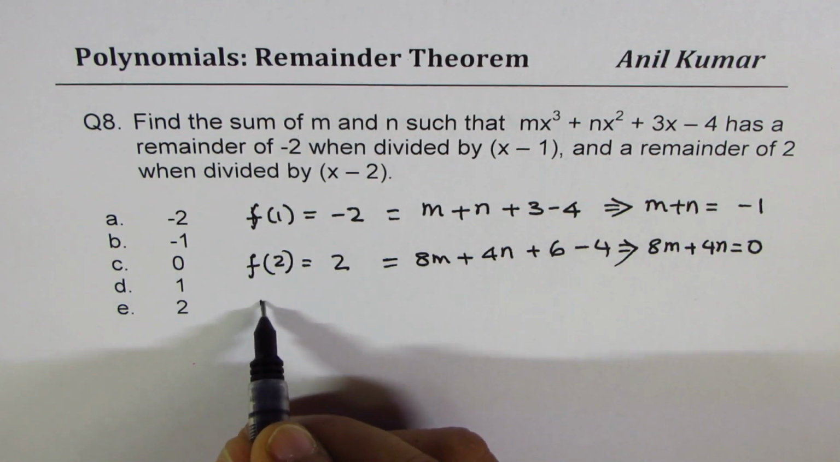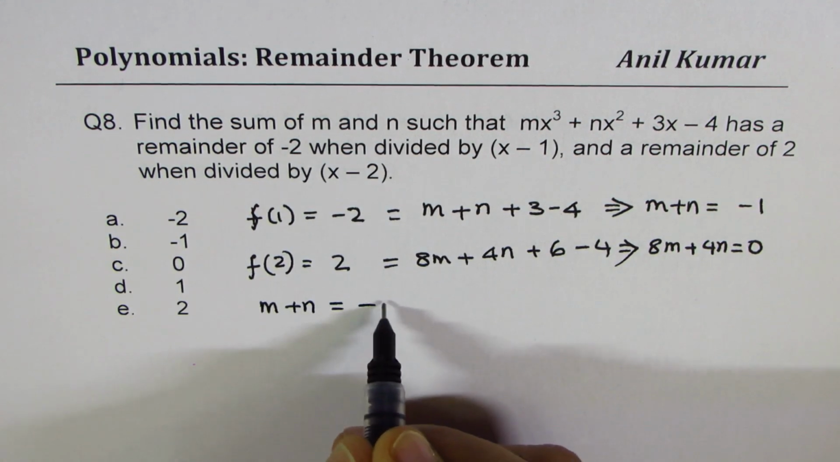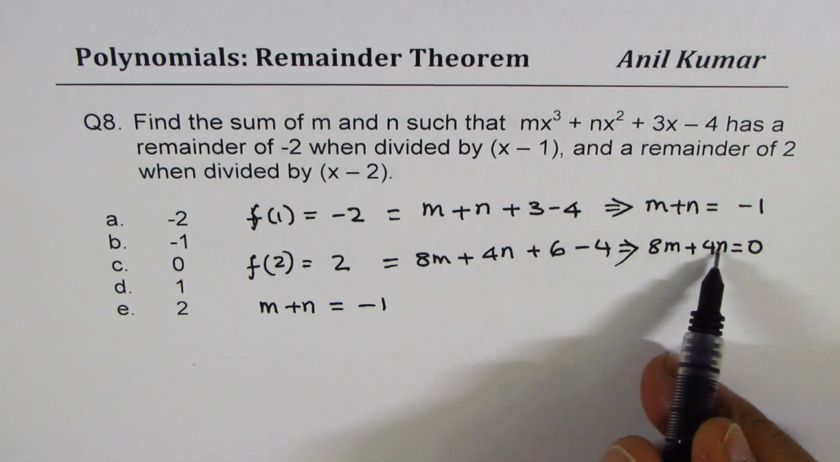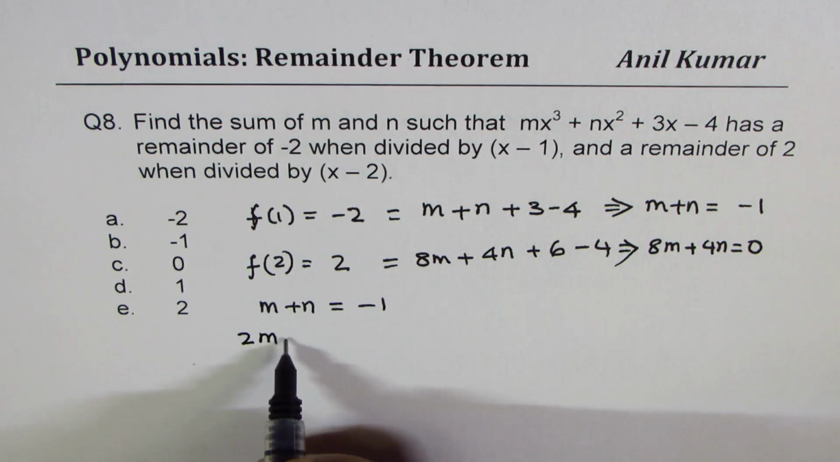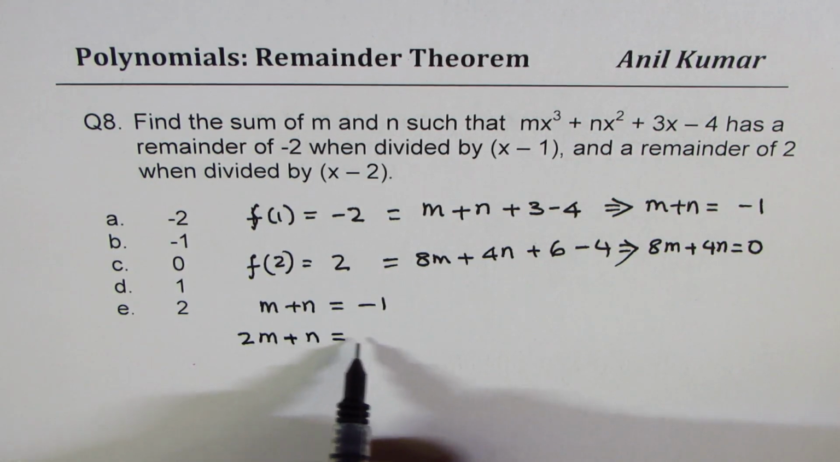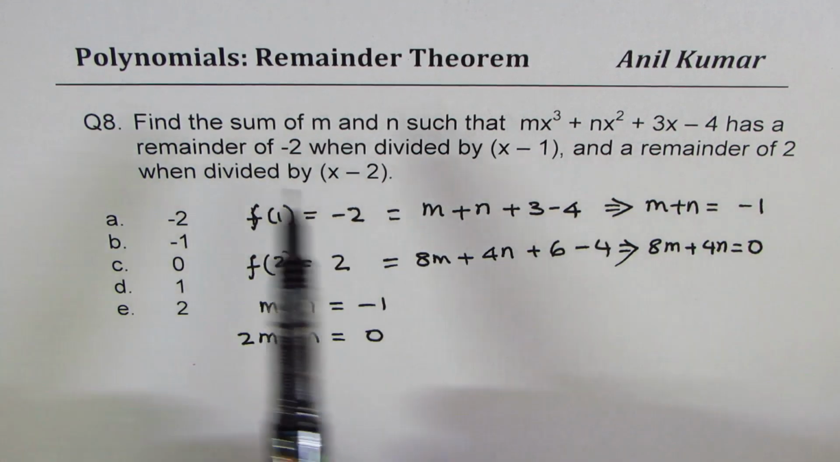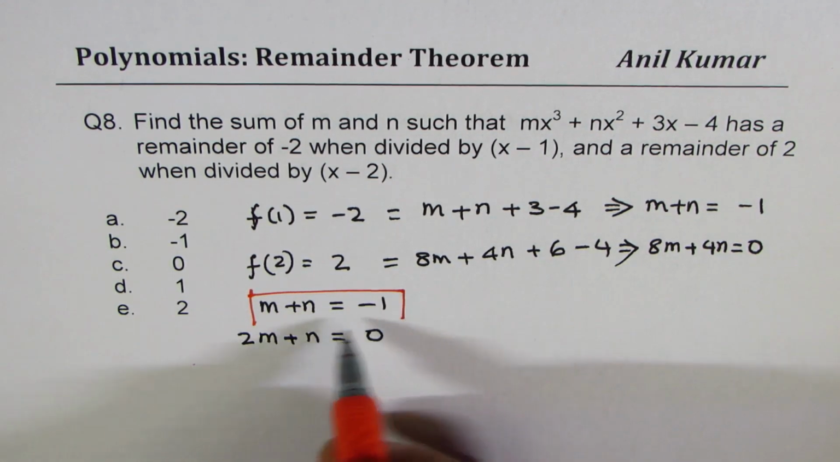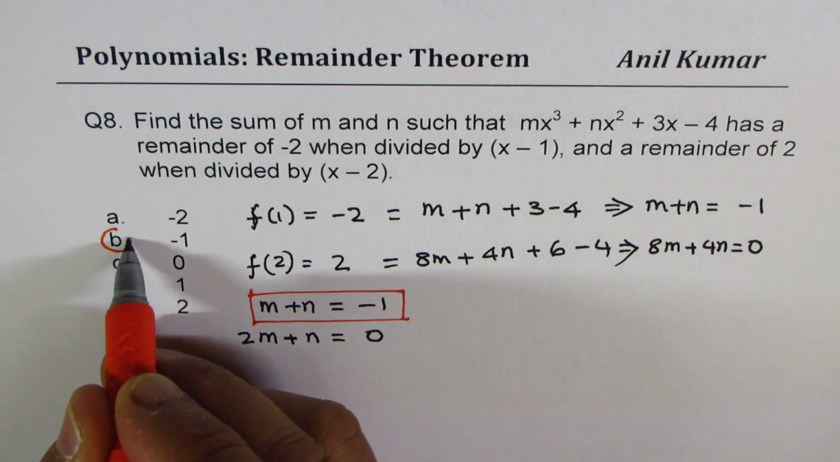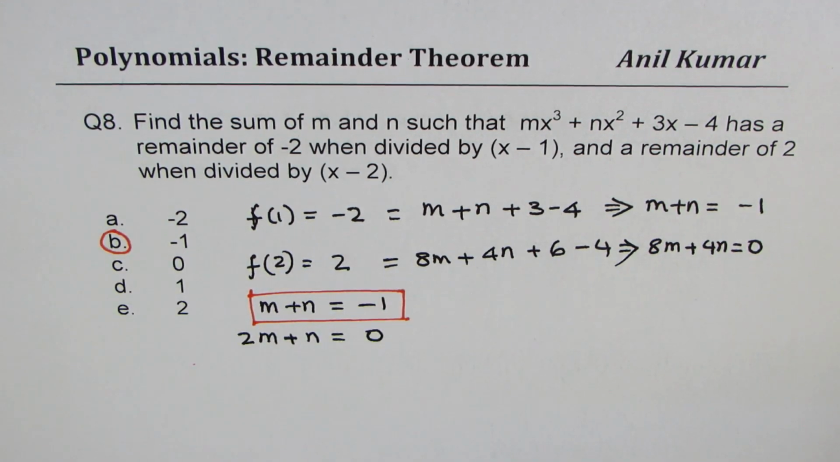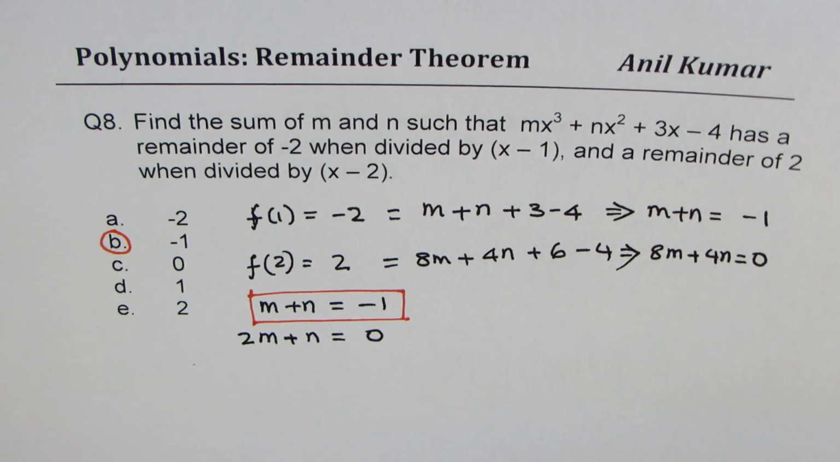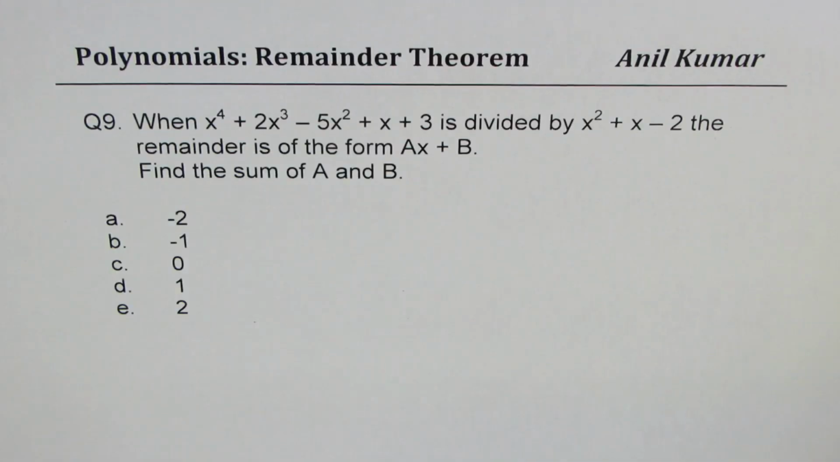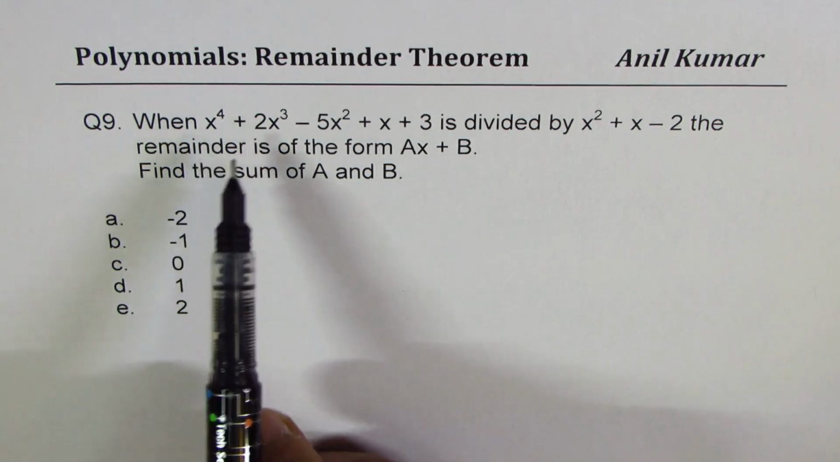We can rewrite these equations as m plus n equals to minus 1. And dividing this by 4, we get 2m plus n equals to 0. We need to find the sum of m and n, right? So the sum of m and n is clearly minus 1. Do you see that? So option B is the right option. So you need not even solve for m and n for such questions. Is that clear, right?